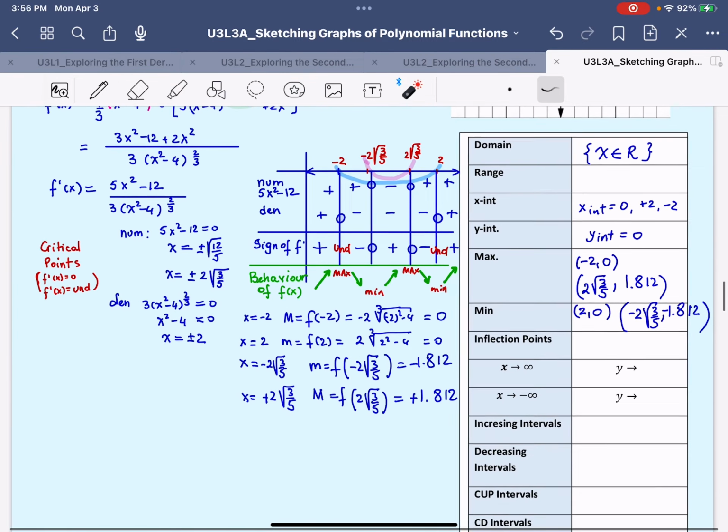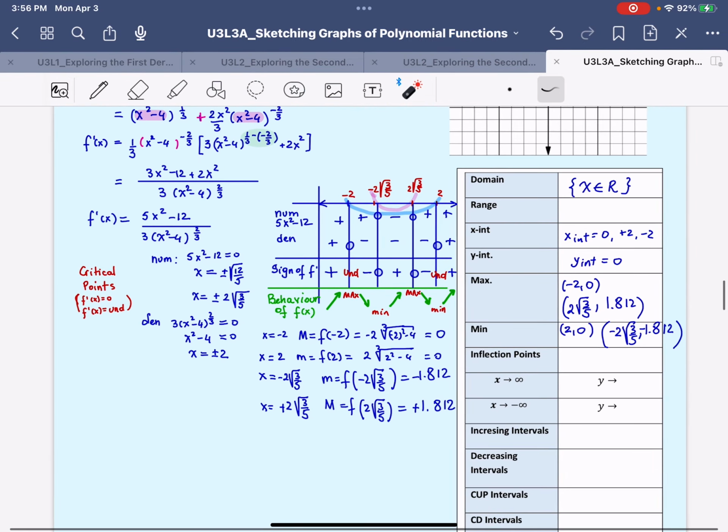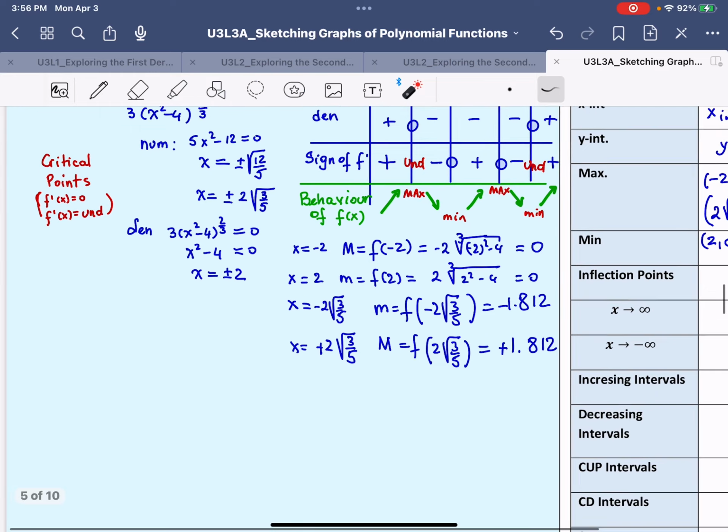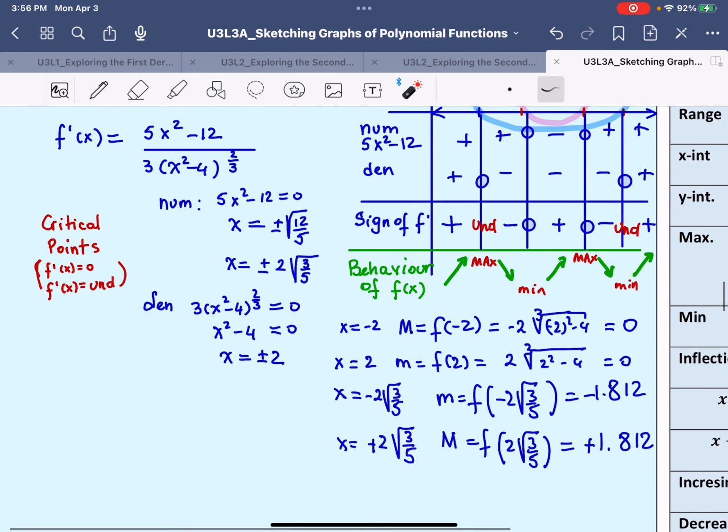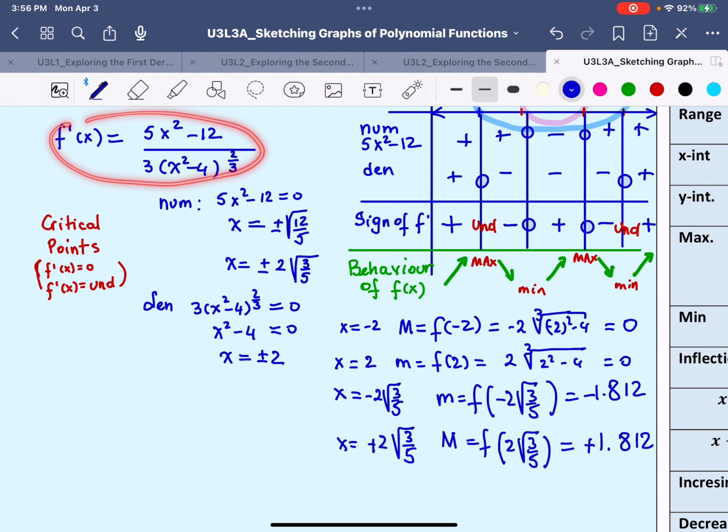So next we will study the sign of the second derivative, with the first derivative being 5x squared minus 12. I'm going to rewrite it down here.